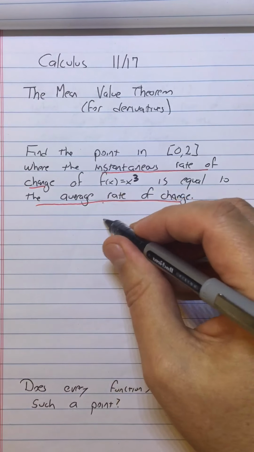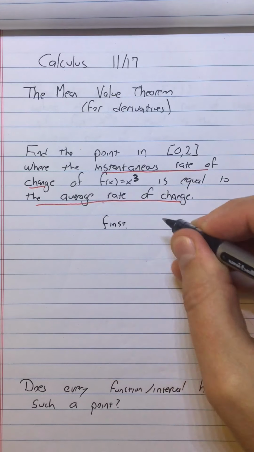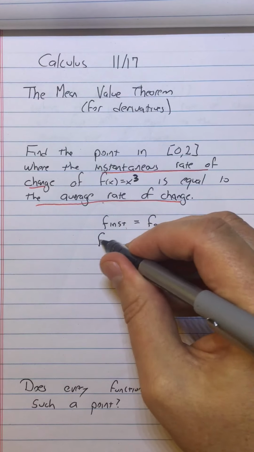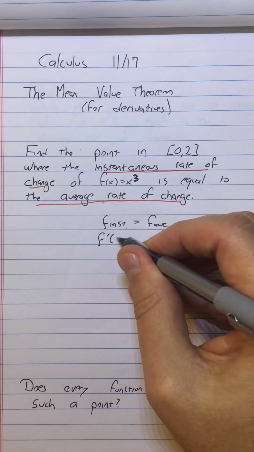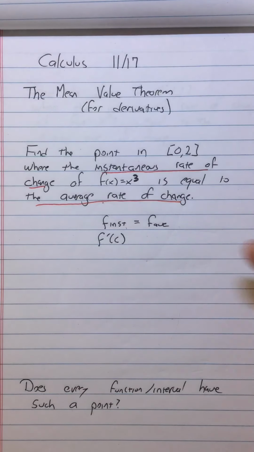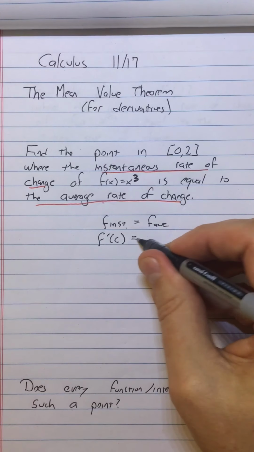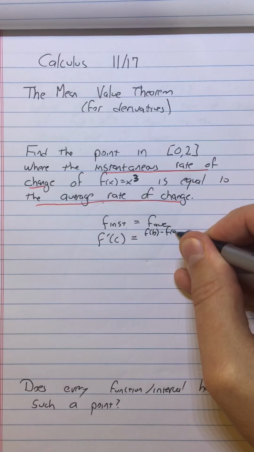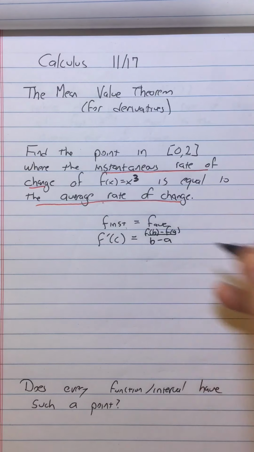Well, what is the instantaneous? Well, let's even just write that to begin with. F instantaneous equals F average. How do I write the instantaneous rate of change? It's F prime of some point, and let's call it C. Okay, some point C in there is equal to the average rate of change, which we know is F of B minus F of A over B minus A.